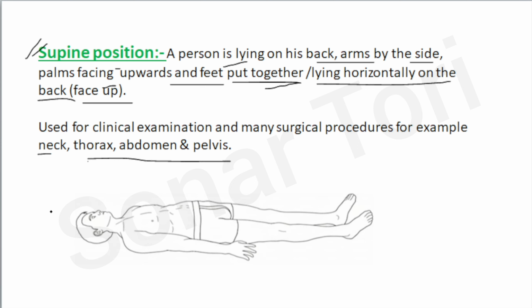Below, see this picture: this person is lying horizontally on his back. So this position is called supine position. See that this person is lying on his back with his arms by his side, palms facing forward, and the feet together. So this specific position is called the supine position.